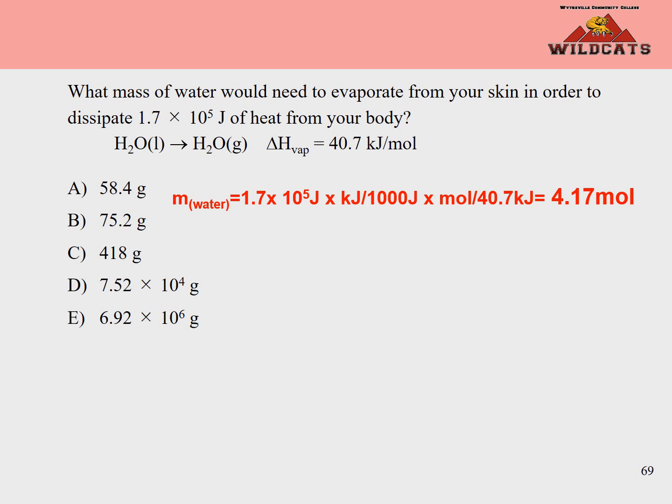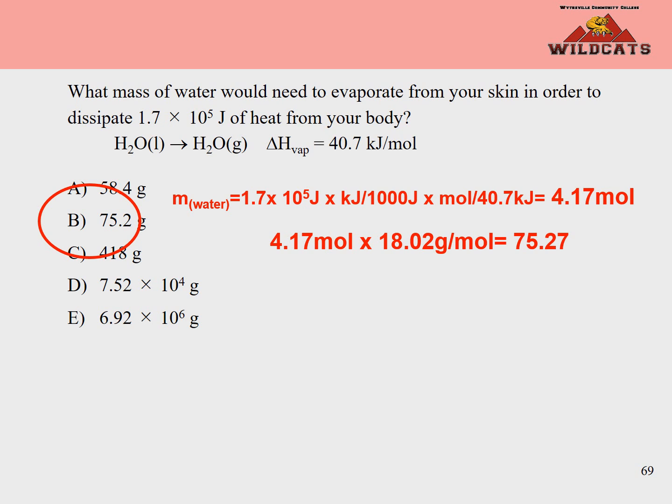And we should be able to take 4.17 moles and convert it to grams of water, now that we're coming to the end of Chem 111. Hopefully you recognize that 18.02 grams per mole is the molar mass of water. So we'd end up with 75.2 grams of water.